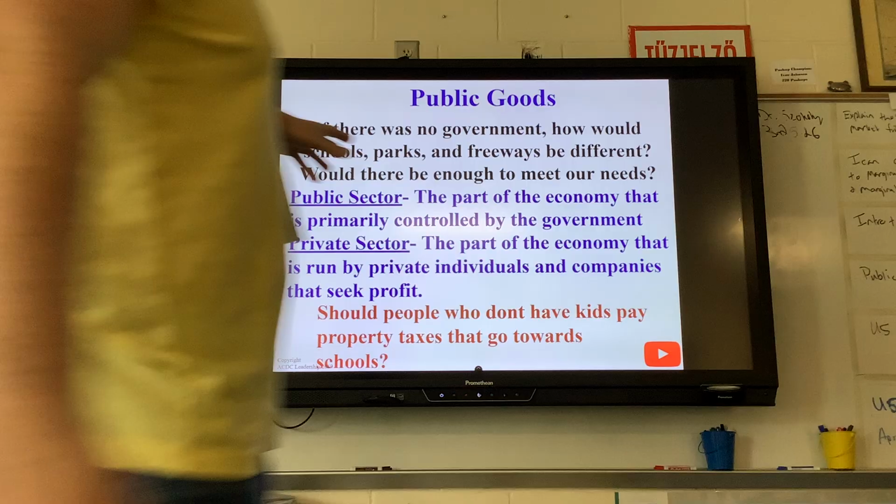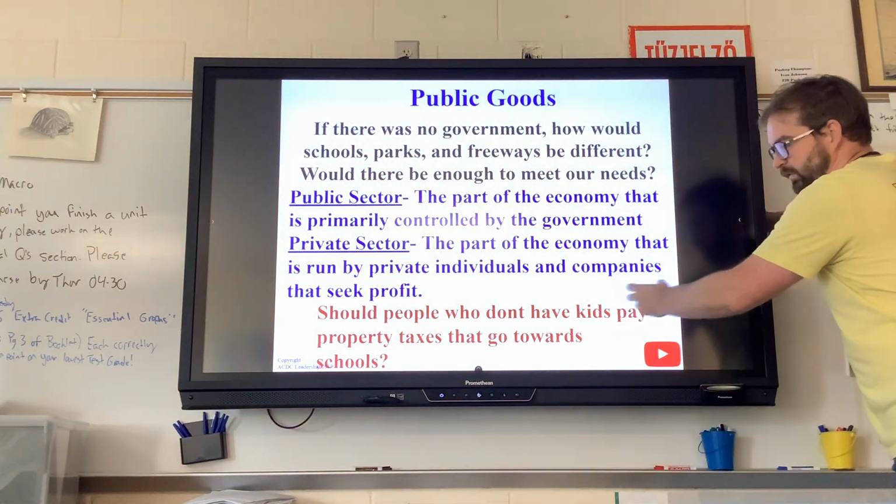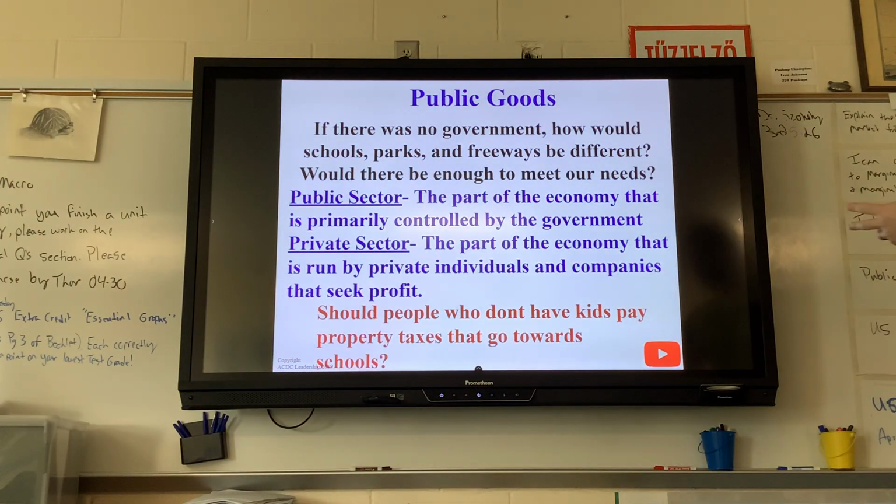Now, if we're looking at this idea of public versus private, one of the big things that keeps coming up is taxes and how we spend our taxes. And so I get this all the time from my friends that don't have kids. Well, not so much my friends, I would say, but I hear it a lot from people that don't have kids: why should I be paying these property taxes if I don't have kids that are going to school?